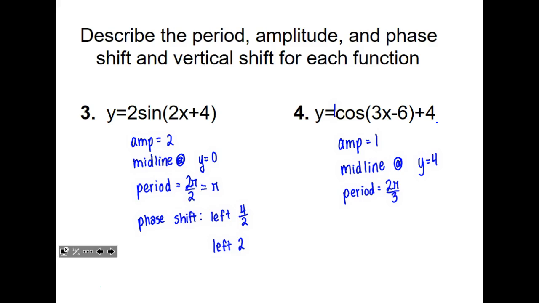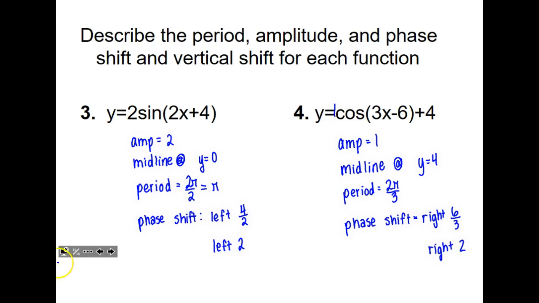Okay. And then Cameron, what about our phase shift? Okay, it is to the right, and how much? 2. And how'd you get 2? 6 divided by that 3. So I'm going to write that down just for our notes here, but you're welcome to do that in your head. Write 2. So we take this number and divide it by the 3 that we have here. Okay? Questions?